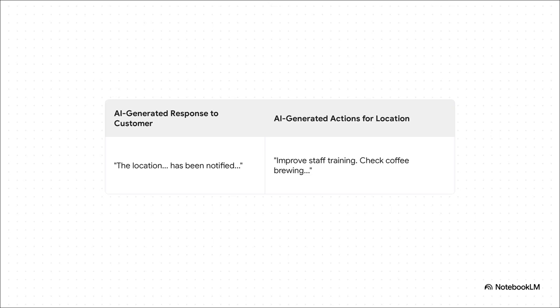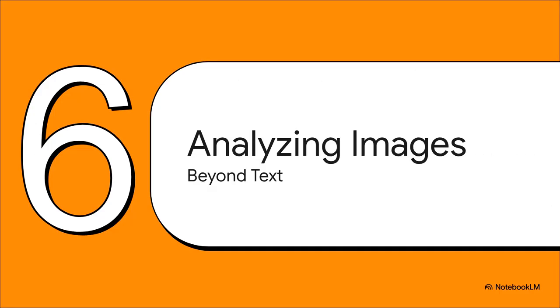We didn't just ask for one output here, we prompted the AI for two things. On the left, it drafted a really empathetic, professional response to send to the customer. But on the right, it generated something even more valuable, a clear, actionable to-do list for the store manager. It automatically pulled out the core issues and turned a customer complaint into a concrete plan for improvement. Incredible.